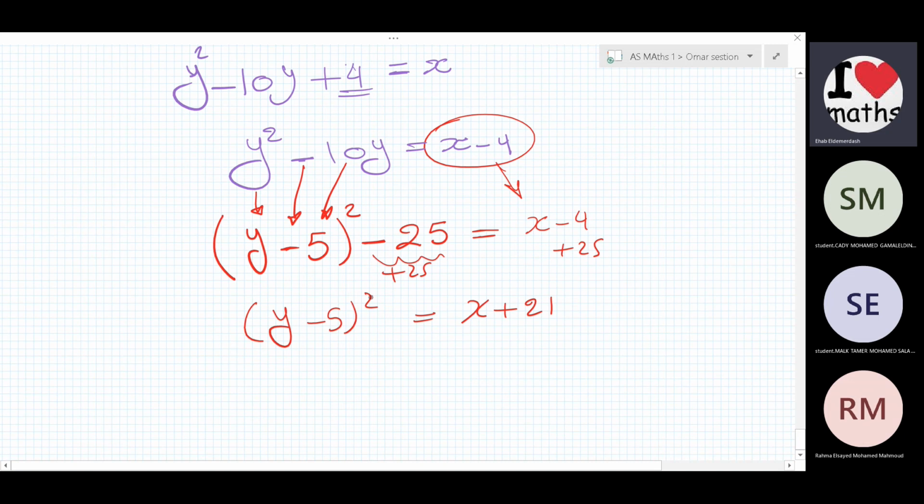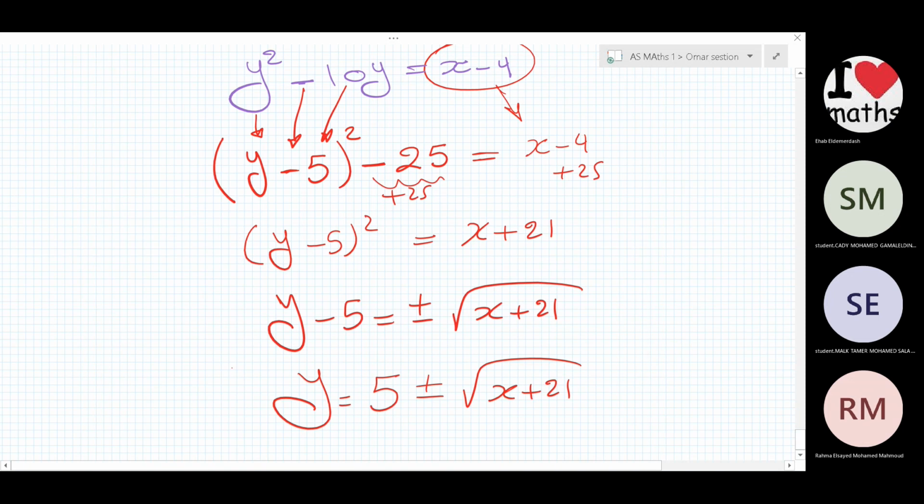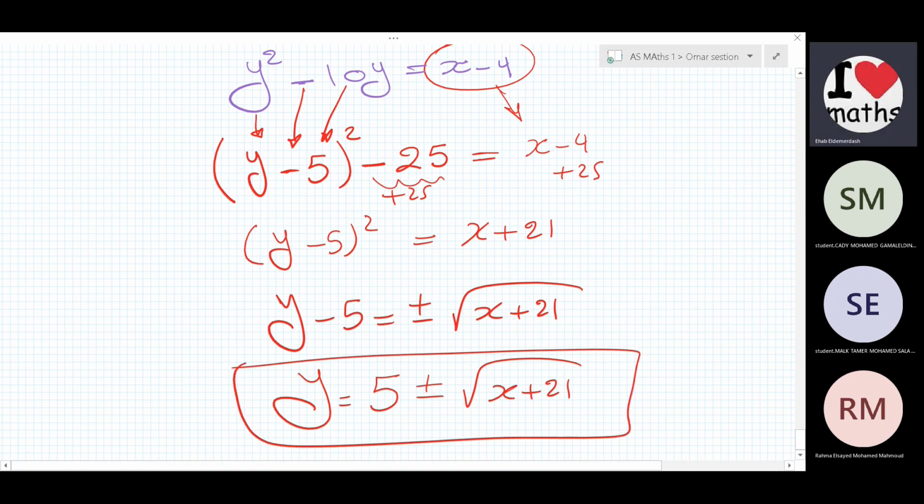Now I need to get rid of the power 2. So what should I do? Square root. So now I have y minus 5 is equal to plus or minus the root of x plus 21. And after that I will send the 5 to the other side. So it's 5 plus or minus root x plus 21. Are we clear on that?